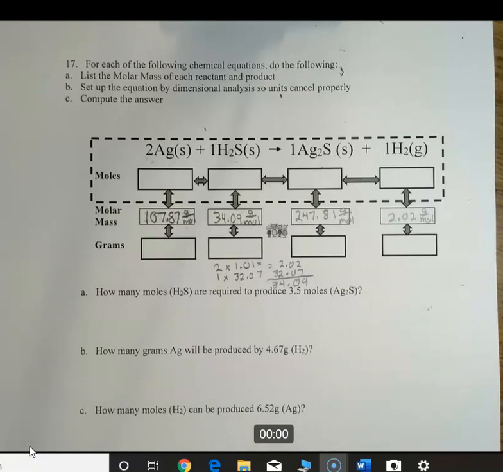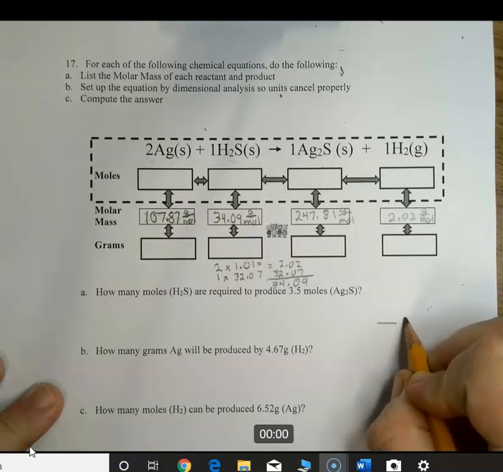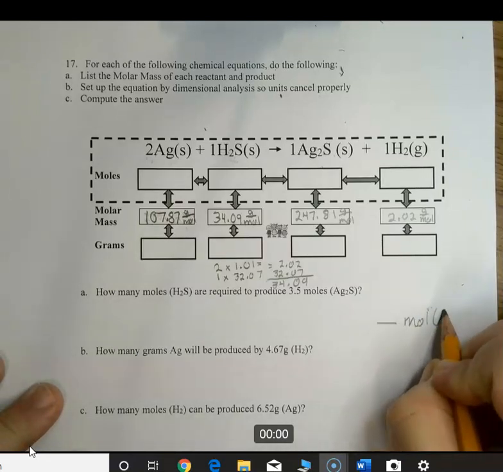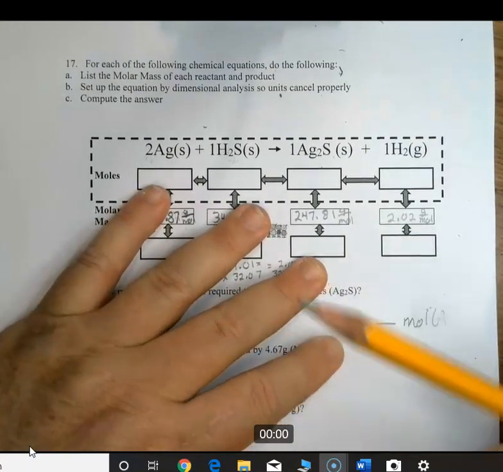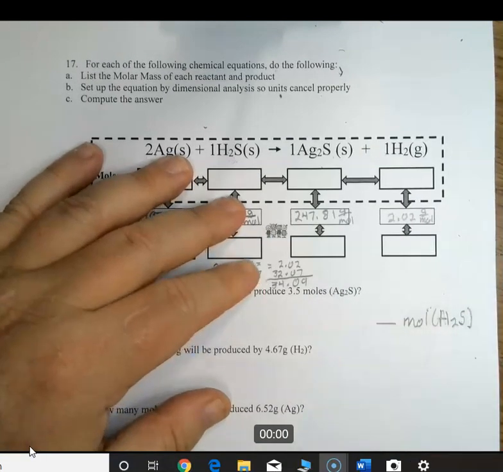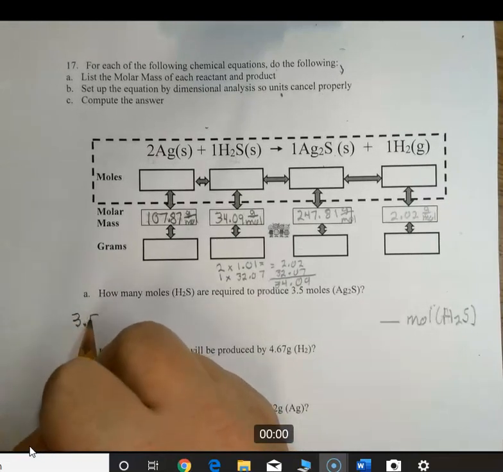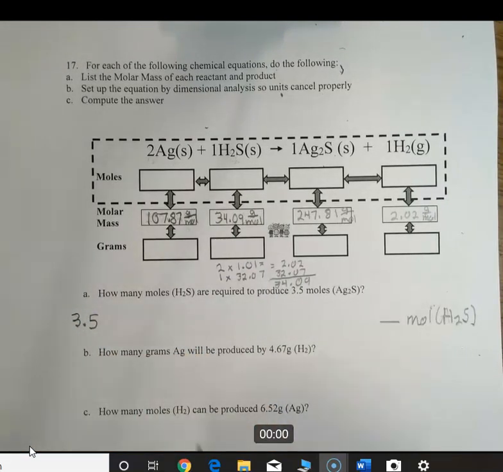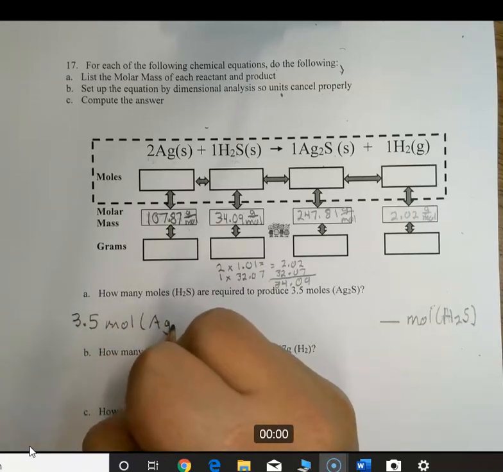So how many moles of H2S are required to produce 3.5 moles of Ag2S? So what it's asking us way over here on the right is moles of H2S. When you're starting with 3.5 moles and go way over to the right because you don't always know how much space you're going to need, 3.5 moles of Ag2S.